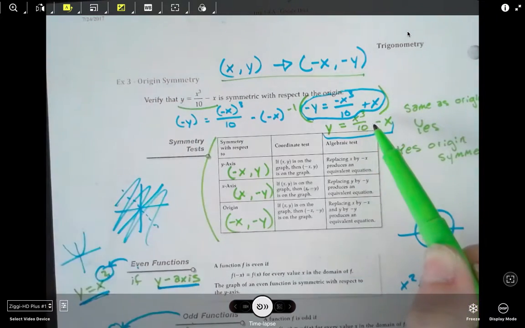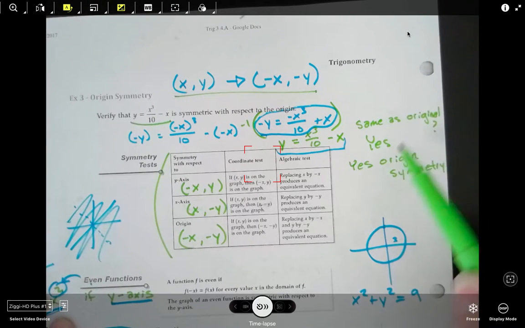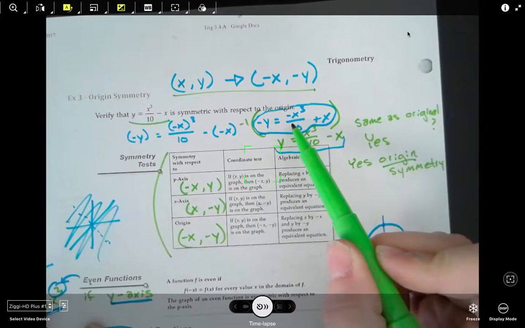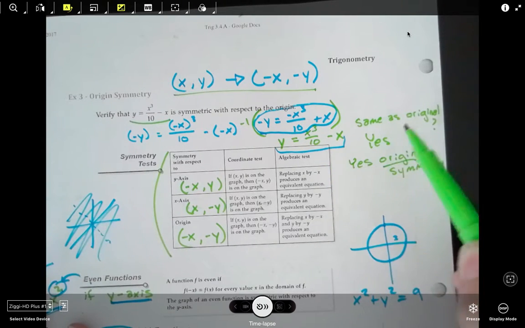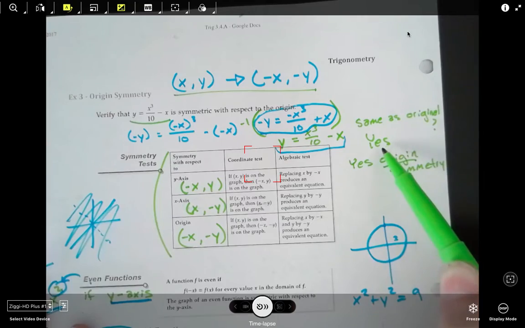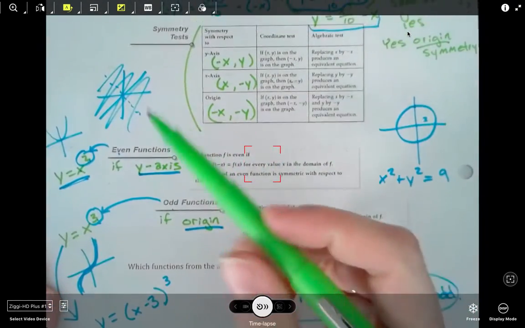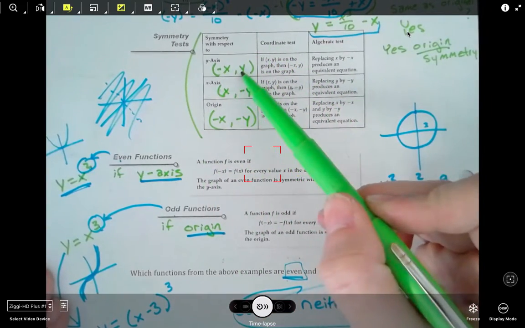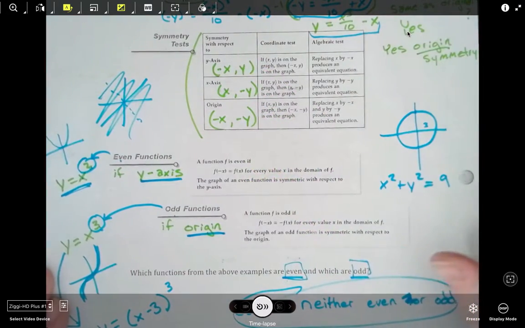So that's something else that you need to look at, in particular when we're doing origin symmetry. A lot of times, if you are able to multiply it by a negative 1 and get it to be the same, then that still counts. So it is still the same as the original if you multiply both sides by a negative 1. So yes, it is symmetric with respect to the origin, all right? So this box right here is basically summarizing all three of those. So negative x, y is the y-axis, x, negative y is the x-axis, and origin is negative for both.